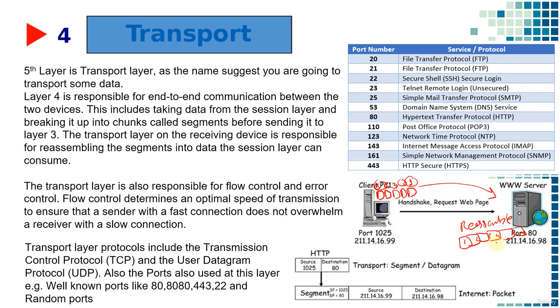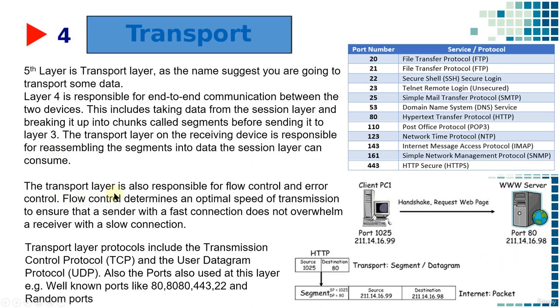At the transport layer, by the way, on every layer, whatever data is being transmitted is called a PDU, protocol data unit. Whatever data is being transmitted is called a PDU, and when this PDU reaches the transport layer, it is called a segment. When we reassemble it here, this PDU is going to be called data once again. So this is the whole idea.